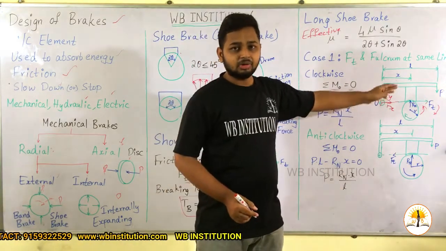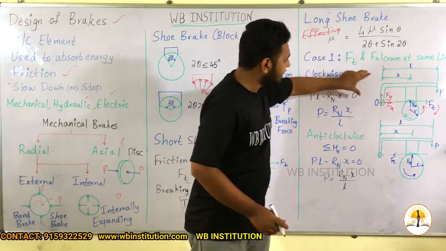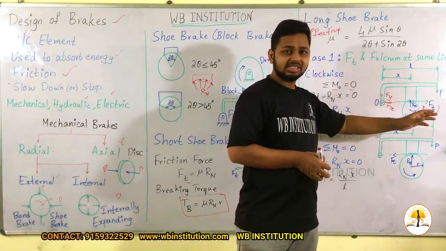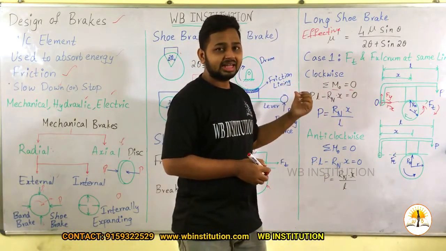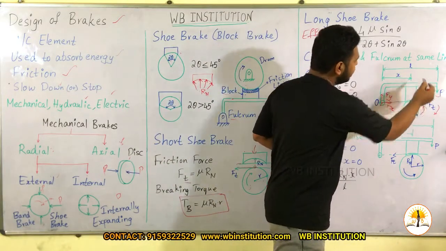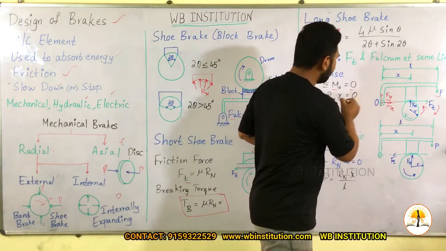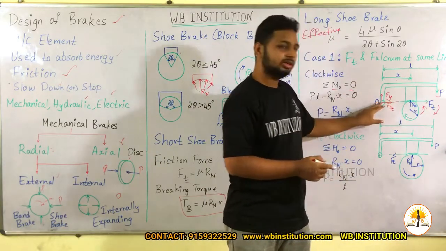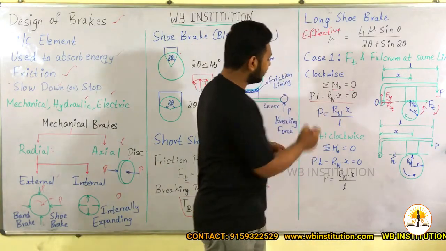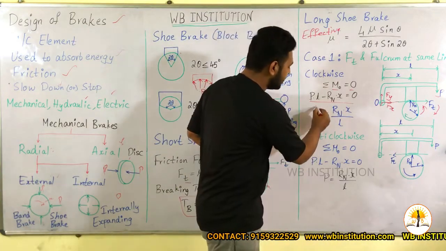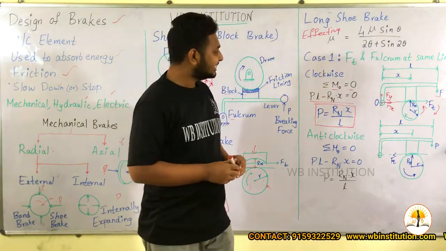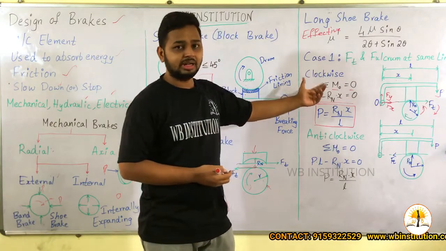So there are three types of forces acting in this arrangement. If we take all these three forces with respect to the moment, then we can derive the equation of the pressure. So here the force P into L minus Rn into X plus Ft into 0. Why? Because it is acting in the same line. So from this equation we can take the value of P, which is equal to Rn into X divided by L. So this is for the clockwise rotation of the drum.